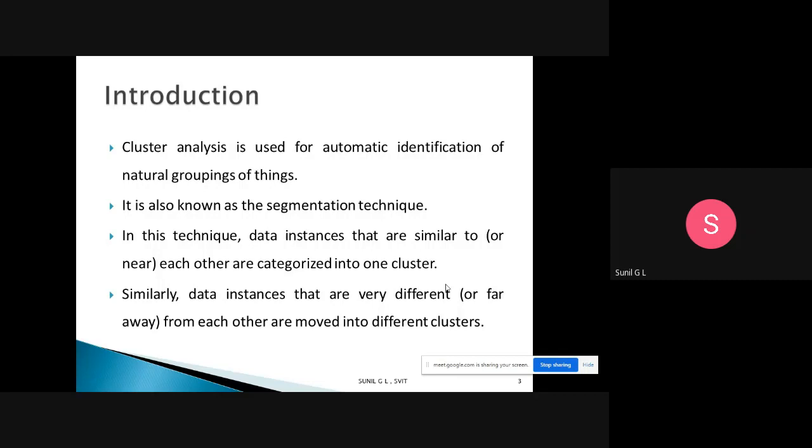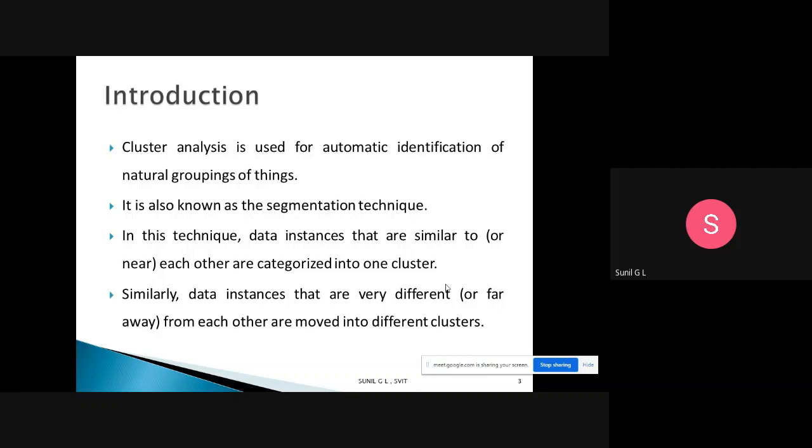That is, cluster analysis is used for automatic identification of natural groupings of things. Here, based on their natural shape, we are grouping the fruits. It is also known as a segmentation technique, because we are segregating the elements. In this technique, data instances that are similar to each other are categorized into one cluster.